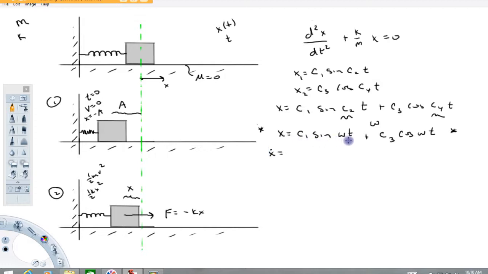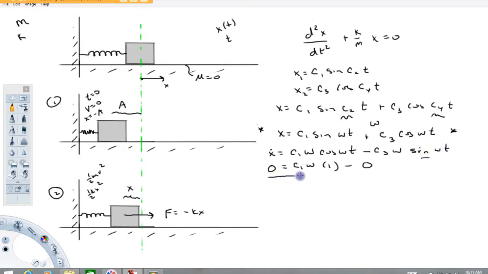If I time differentiate this, this is going to read c1 times omega times cosine omega t, because the derivative of sine is cosine. And if we differentiate this term, we're going to get minus c3 omega sine of omega t, because the derivative of cosine omega t is minus sine omega t times the omega. Now I'm going to apply the condition that at t equals 0, the velocity is 0. So this is going to read 0 equals c1 times omega times 1, because the cosine of 0 is 1, minus 0. Now this 0 is because the sine of 0 is 0.